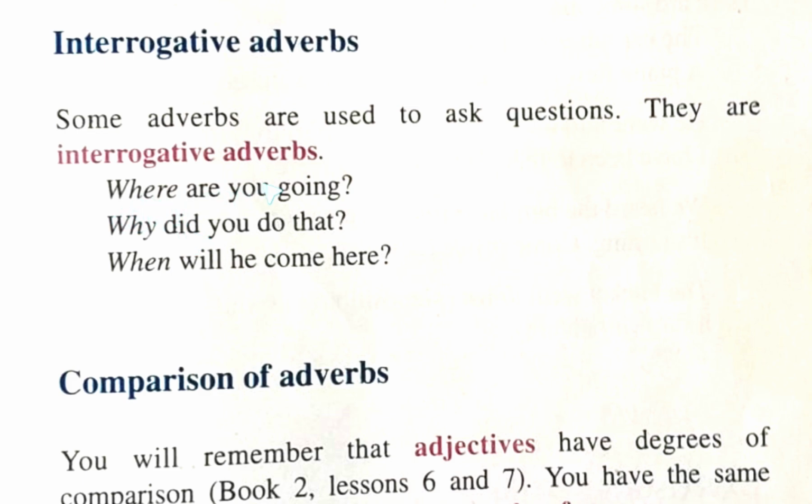Like where are you going? In this place, where are you going means it is describing or modifying the word going. Same thing, why did you do that? Here the word why is modifying the word do. And same thing, when will you come here? Here when is modifying the word come, which are verbs in these sentences. And by these words like where, why and when, we're asking questions, so that's why these are interrogative adverbs.